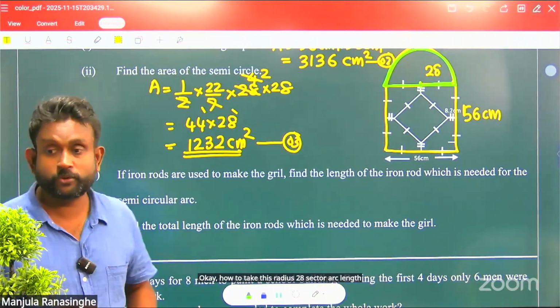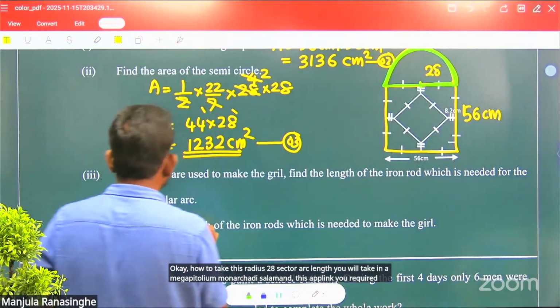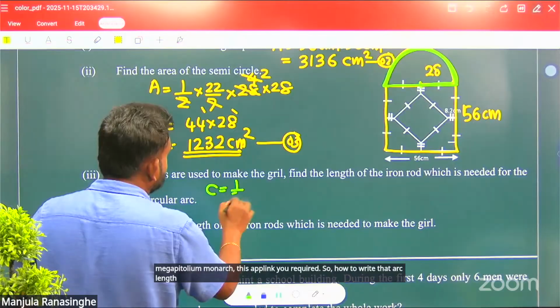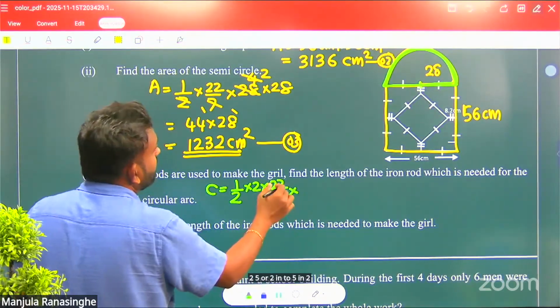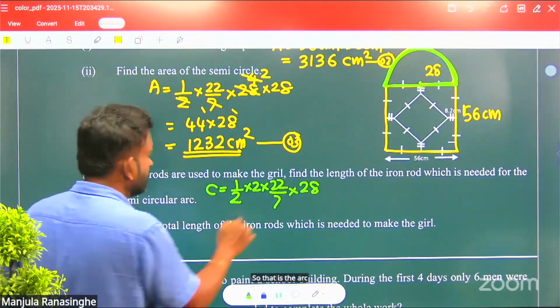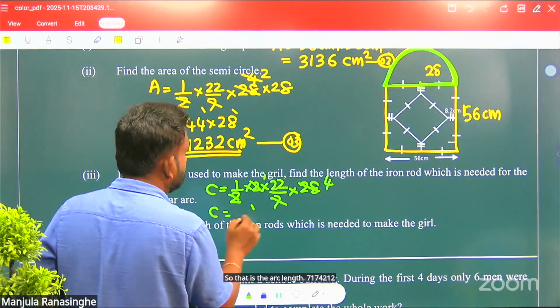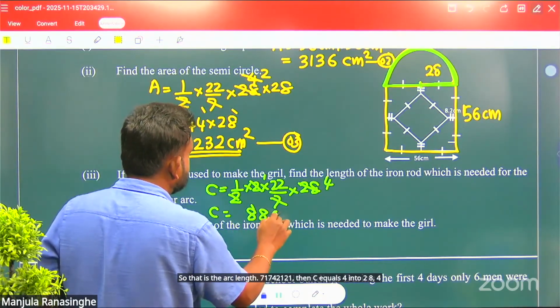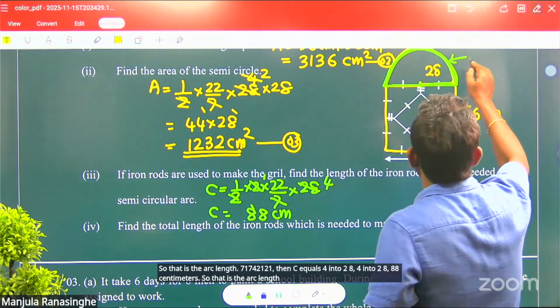First, this arc length you require. So how to write that arc length? This equals half of 2πr, that is πr. What is r? Radius 28. So that is the arc length. 7 fours are 28, 4 into 22, then C equals 4 into 22 into... 88 centimeters. So that is the arc length, this arc length is 88.